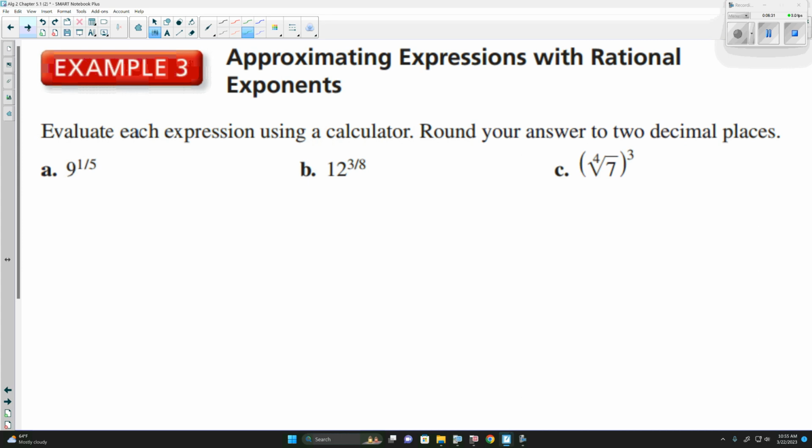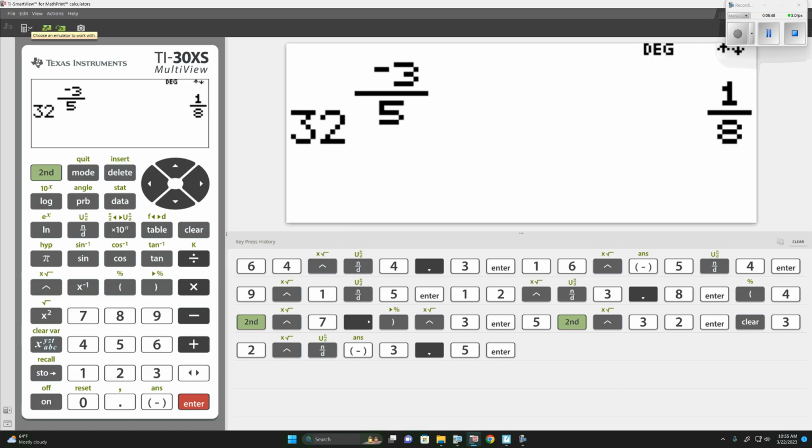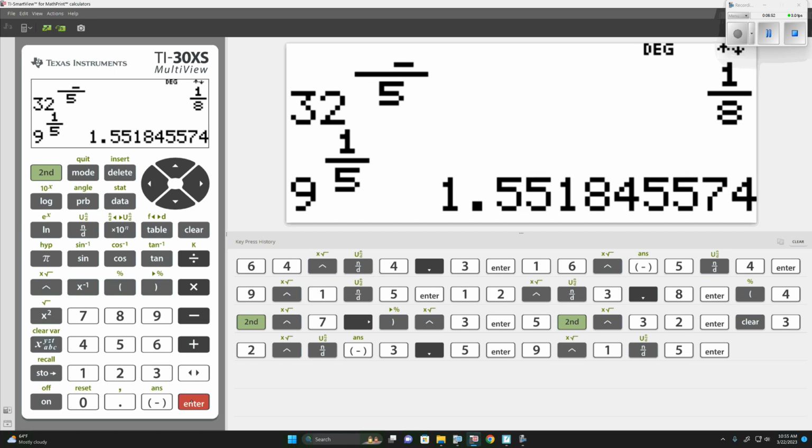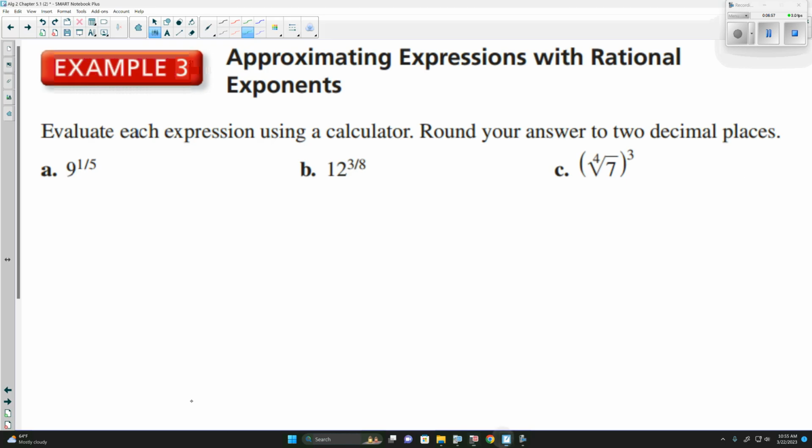Now, not every radical or every fractional exponent will give us a nice number. So if we do 9 to the 1/5 in the calculator, we get an irrational decimal, but we're taking it to 2 decimal places, which tells us that this is 1.55.